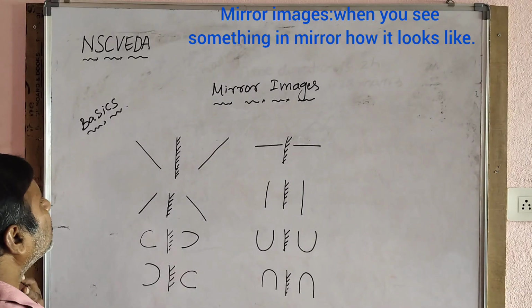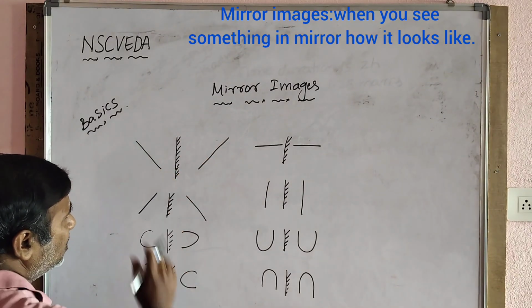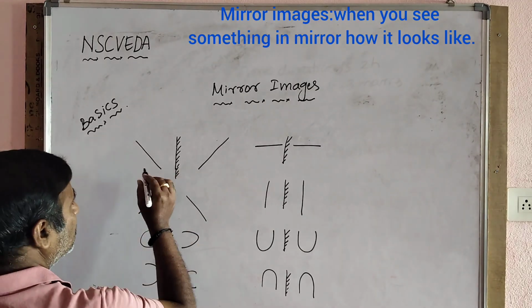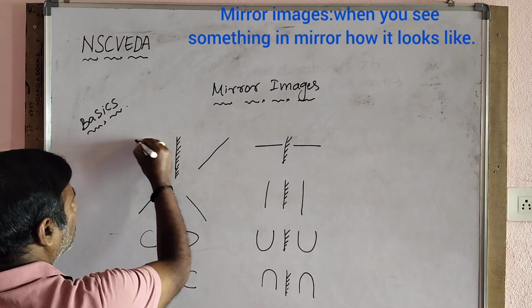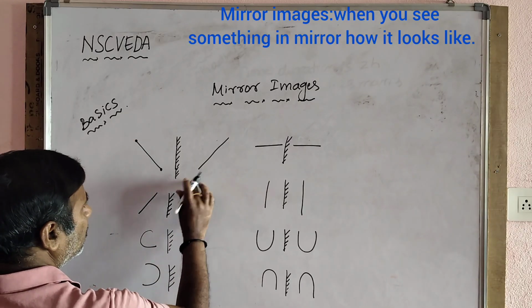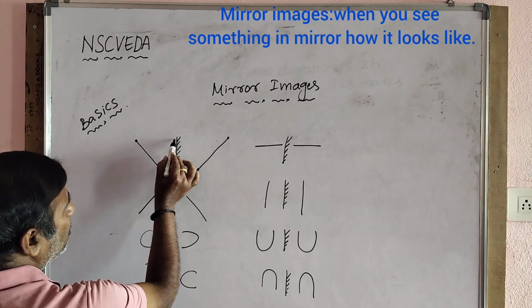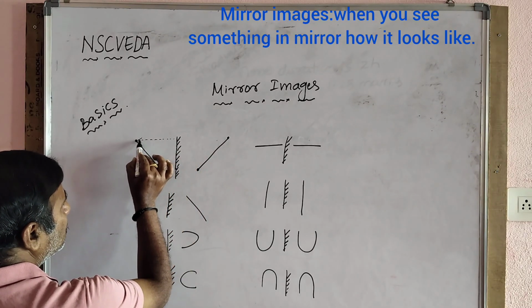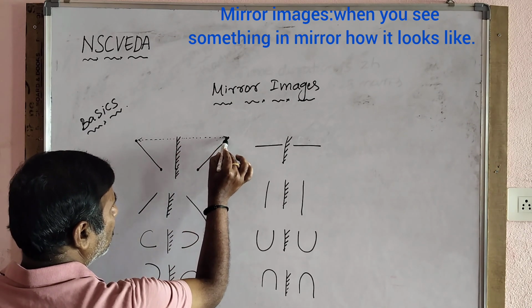But you see here, this left slanting line is seen as a right slanting line. How has the left slanting line become a right slanting line? As I told you, assume this is the upper point and this is the bottom point. When you see from the mirror, how far the upper part is from the mirror, with the same distance this upper part will be seen.